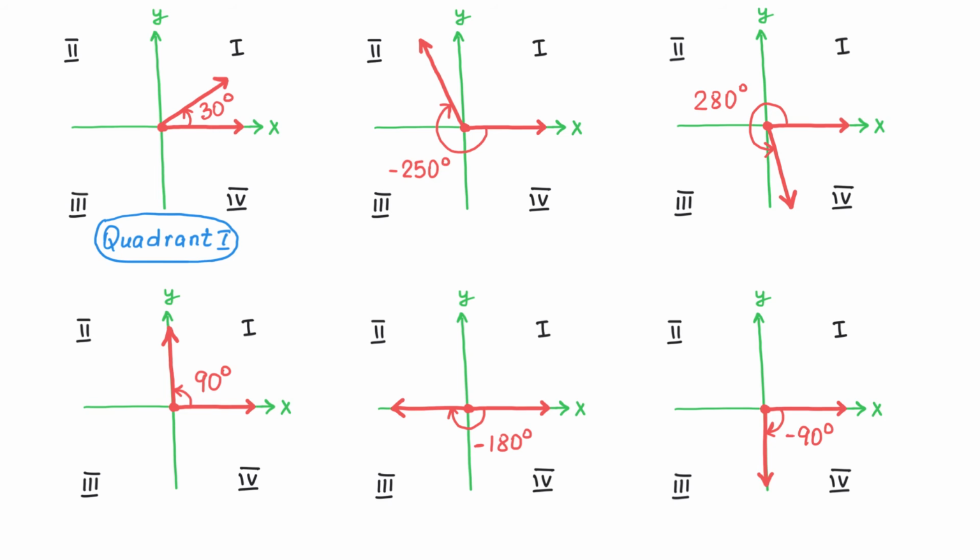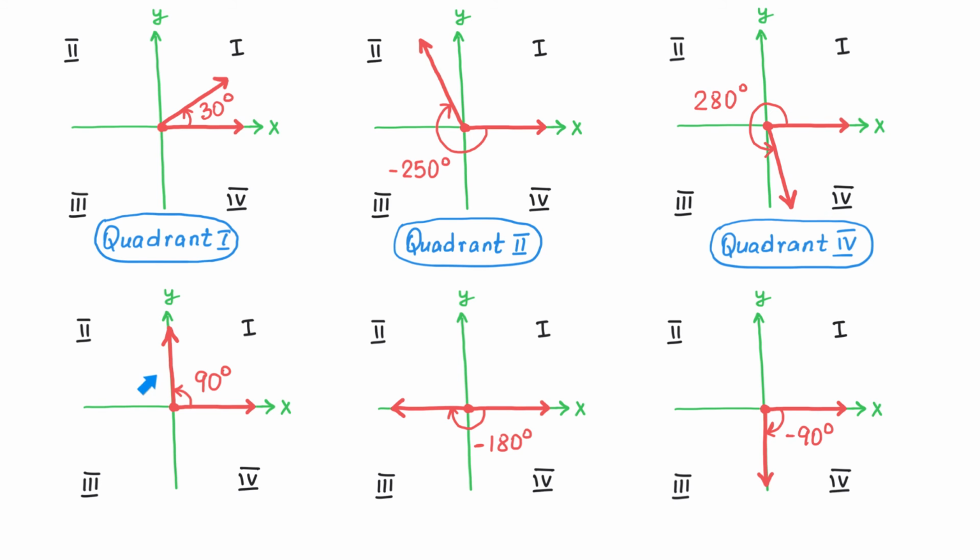The next angle is a negative angle because it is generated by a clockwise rotation, and the measure is negative 250. The terminal side of this angle is in quadrant 2. Then we say that this angle lies in quadrant 2. The next angle is a positive angle and lies in quadrant 4. And now let's take a look at this angle. The terminal side of this angle is not in quadrant 1 and is not in quadrant 2. Instead, it is on the positive y-axis.